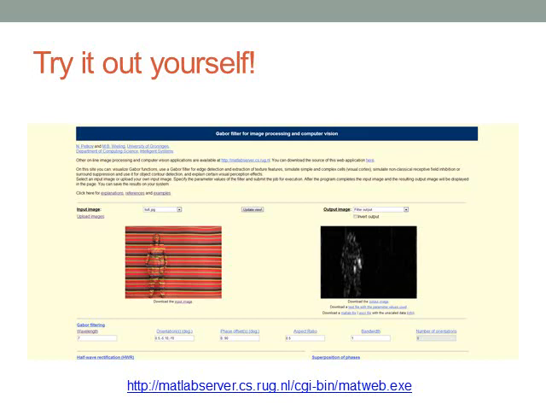I was able to perform all of the filtering in this project thanks to a great website provided by the University of Groningen. The website is hosted by the university and provides an easy interface for MATLAB-implemented Gabor filtering.